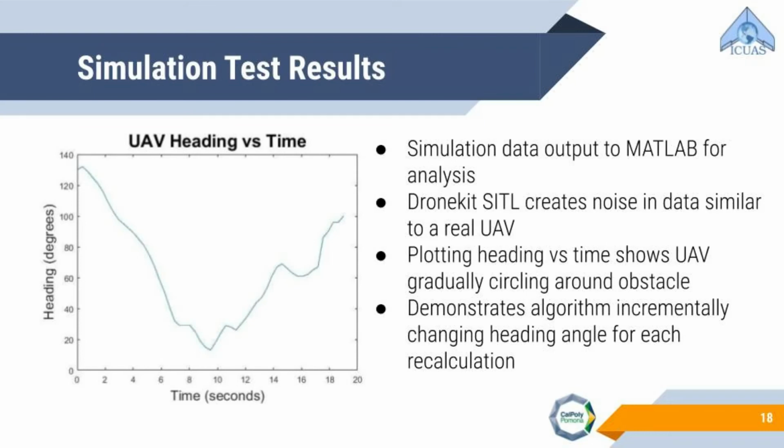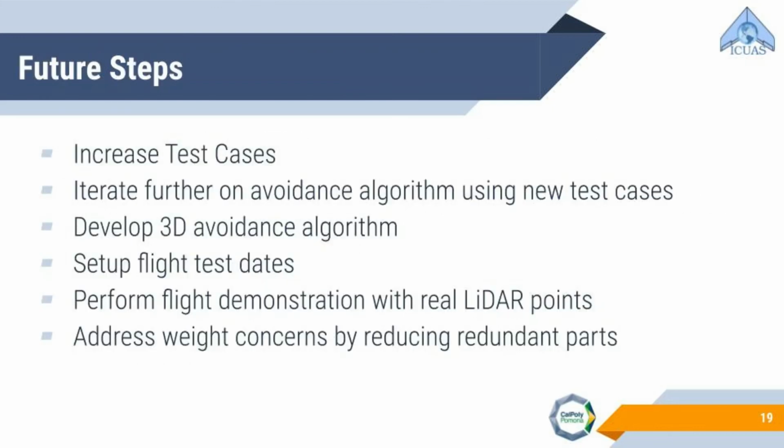Depicted is the heading versus time of the UAV during the same simulated mission from the previous slide. As expected, the algorithm incrementally shifted the UAV's heading after each recalculation before passing the obstacle and returning the heading to the final destination. DroneKit SITL, the simulation software, also creates noise or disturbances in the telemetry, just like a real drone's flight test, making it more realistic, but also giving the algorithm more to do and adding noise to the data itself. While these results were exciting, we still believe there is much more work to be done.